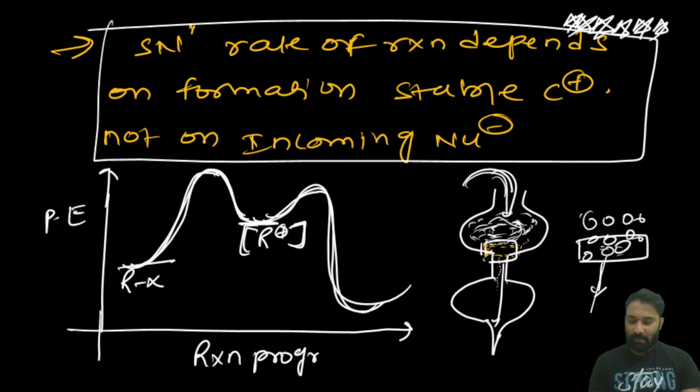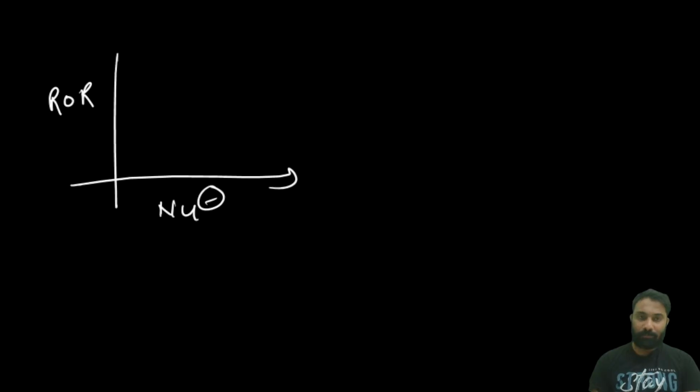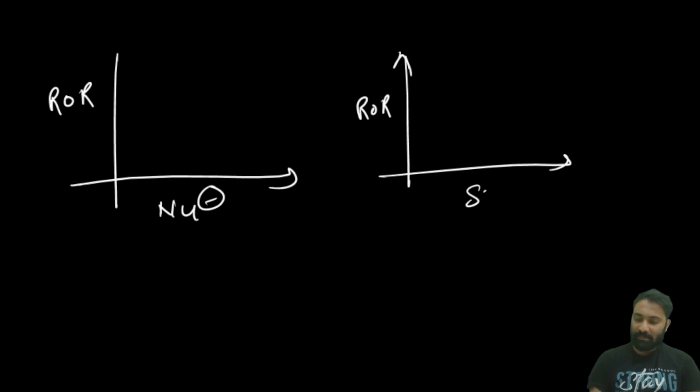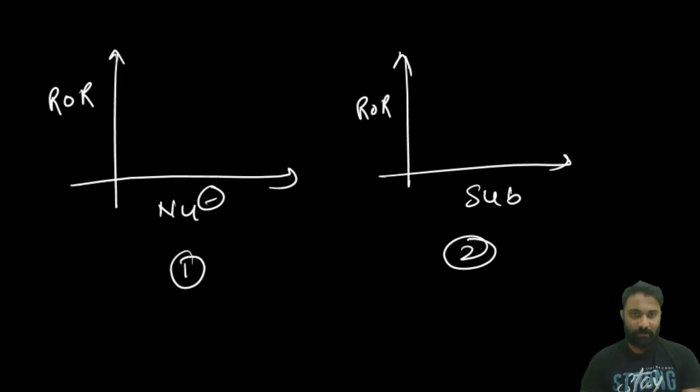This is the energy profile diagram for the SN1. Now graphs we'll see. This is the rate of the reaction and this is the incoming nucleophile. Clear? Now this is the rate of the reaction and this is the substrate. Now in the first graph how will you get the graph, in the second graph how will you get the graph, and what is the order?